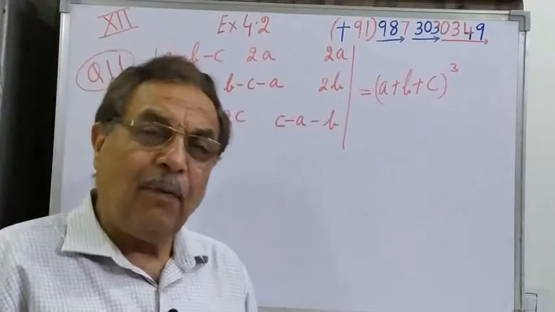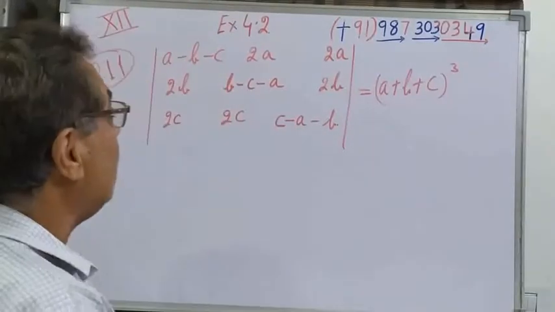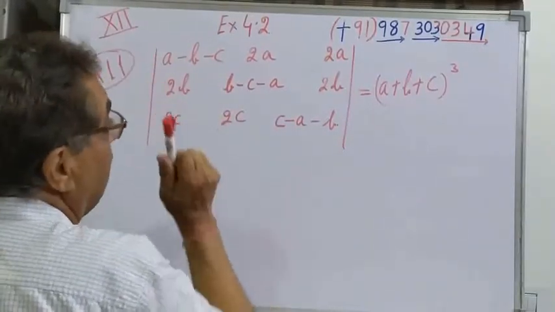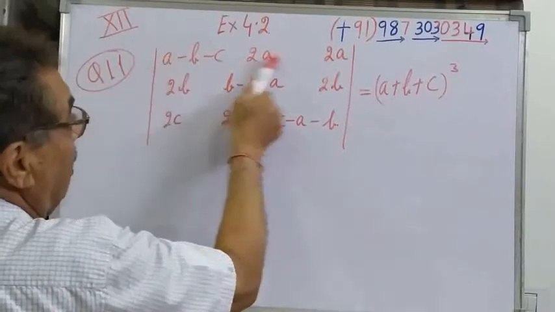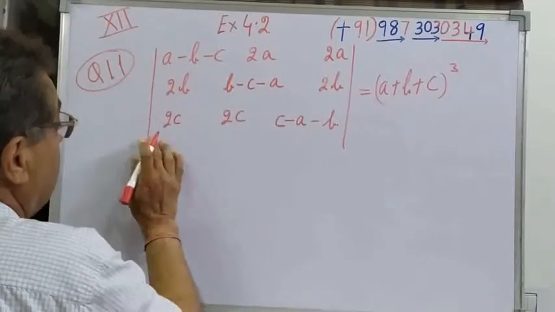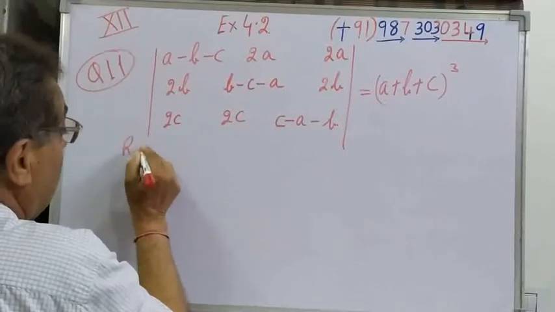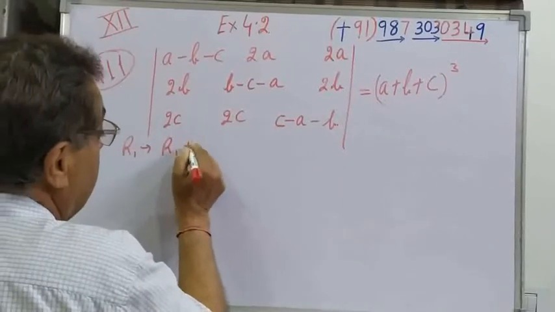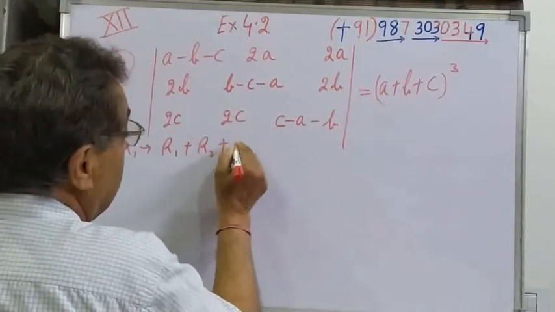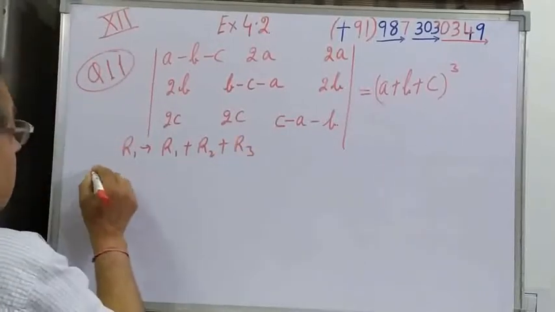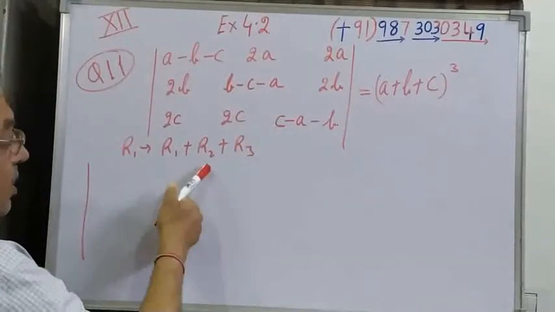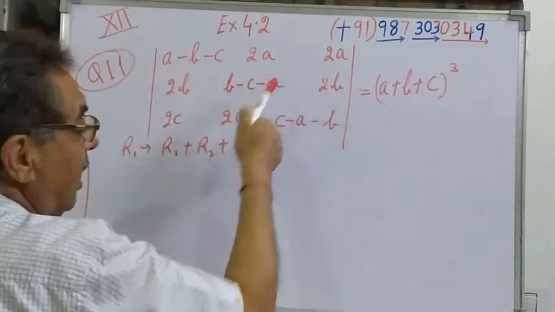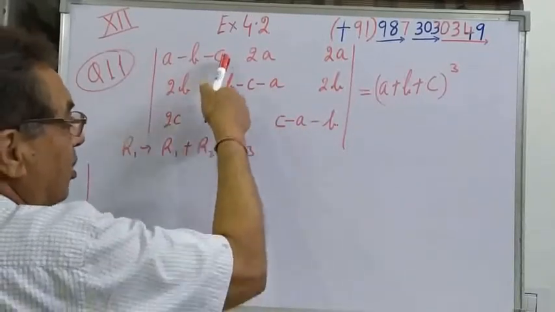So clearly we want A plus B plus C. What I observe is that if we add up R1, R2, R3, what do we do? R1 to be written as R1 plus R2 plus R3. This statement means in the first row, add up the second row and the third row.